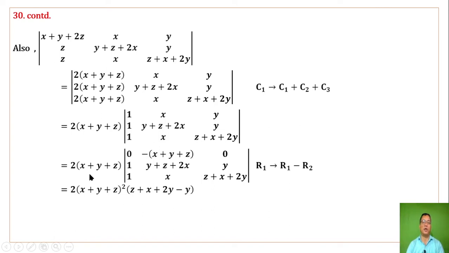Then we get the square, and expanding along the first row and second column, we get 1 into z plus x plus twice y, minus 1 into y. Simplifying, we get 2 times of x plus y plus z whole cube.